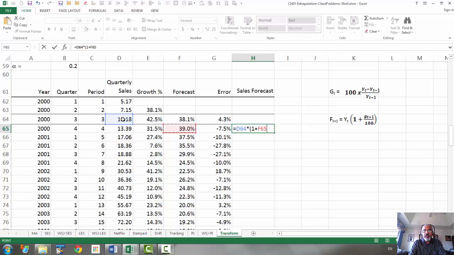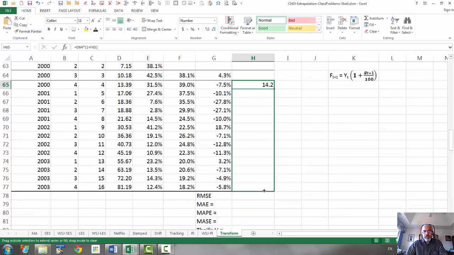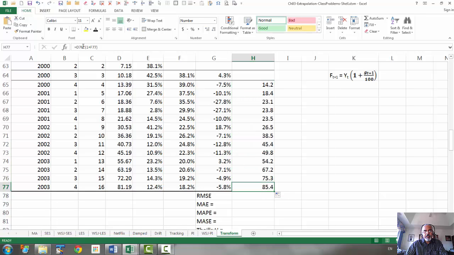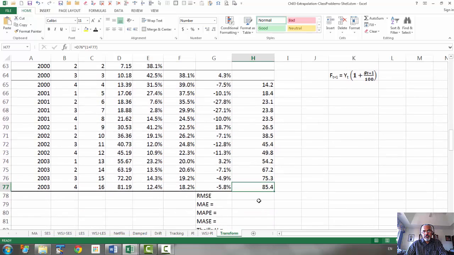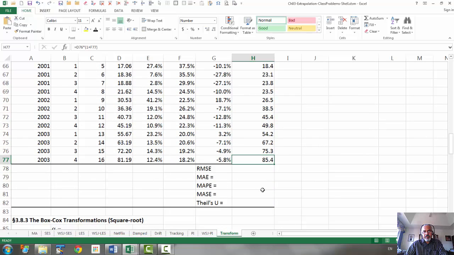We don't need to divide by 100 because this was just a display percentage. So now we can copy that the rest of the way. Put the border back. So now these are sales forecasts in the original values. So we can set up the accuracy measures. And I'm not going to go over these step by step. We've already done this so many times. So I'm just going to show you the final results.